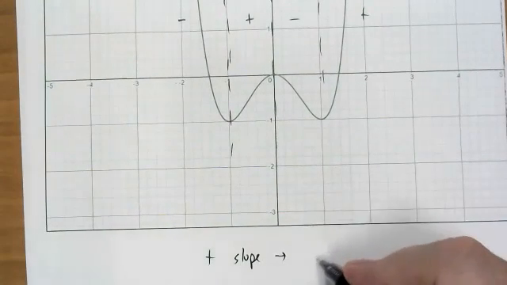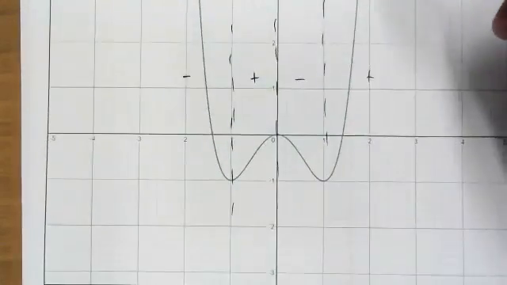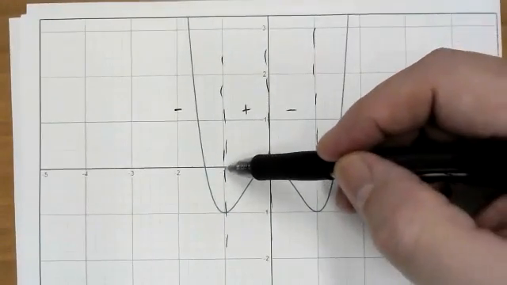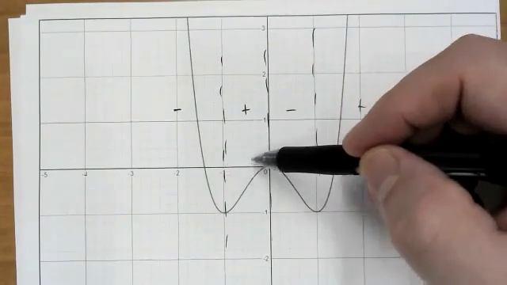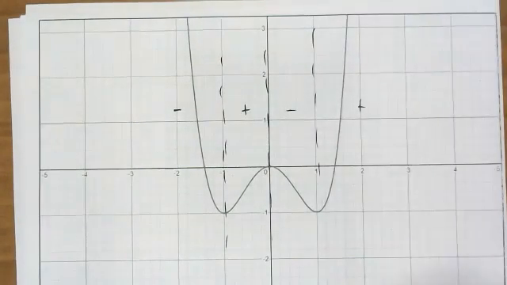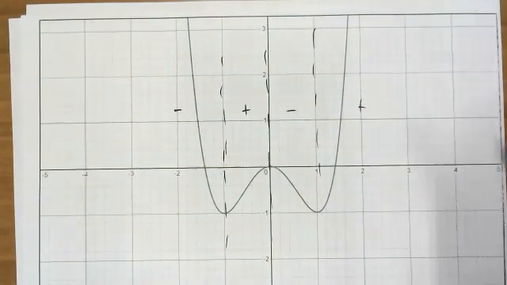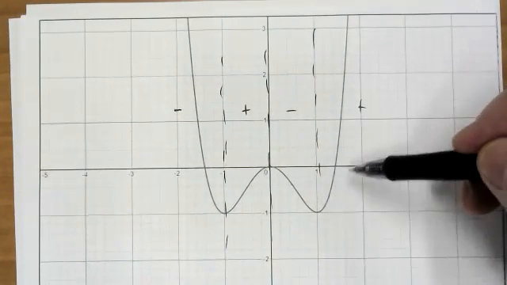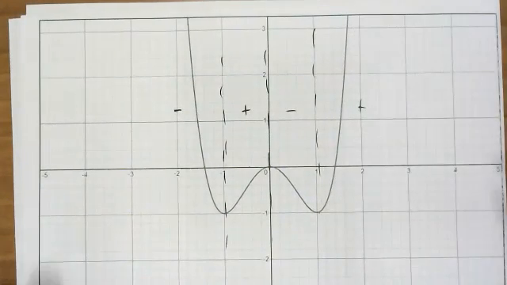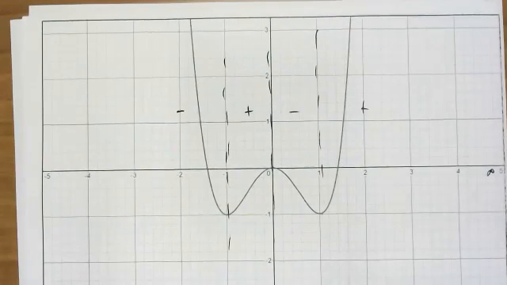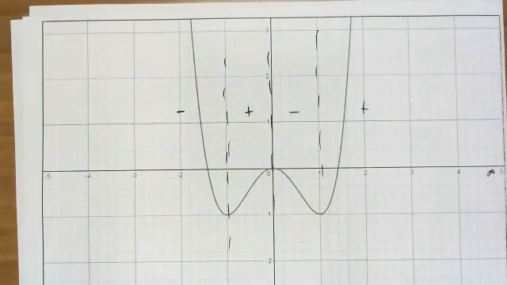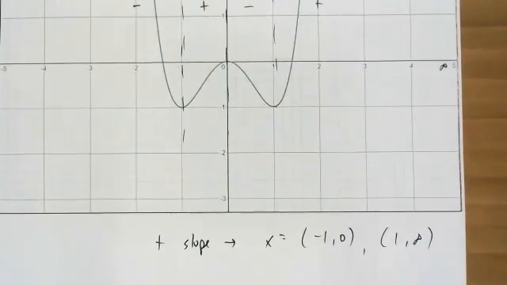So where is the slope positive? Well, from here to here, x equals -1 to x equals 0. So as an interval, -1 to 0. Now there's also an increasing region here. Starts at 1, goes to infinity. So there are the two intervals where the slope is positive.